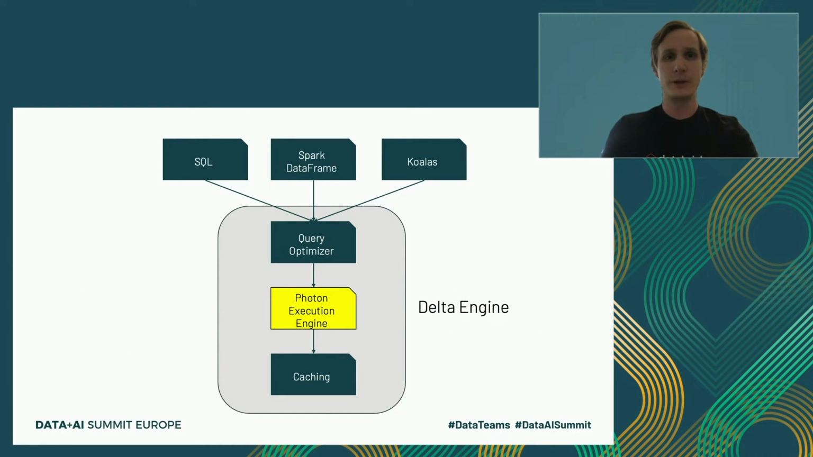So in the bigger picture, where does Photon fit in? At Databricks, we have this Delta engine that consists of three components: the query optimizer, the execution engine, and then IO optimization layers at the bottom, like caching. And at the very top, you can submit SQL queries, Spark data frames, or Koalas. What I'm trying to show you here is that the Photon execution engine is this part in the middle, and we're going to be focused on that part.